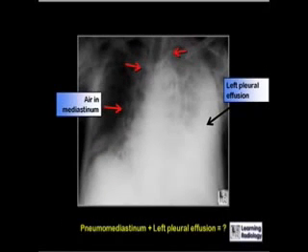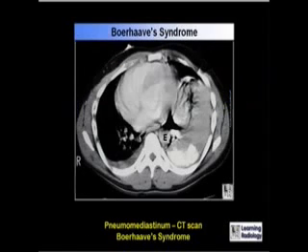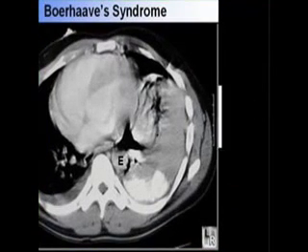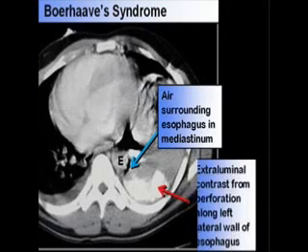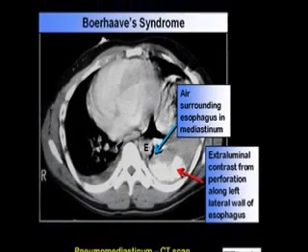Whenever you have the combination of a pneumomediastinum and a left pleural effusion, especially in someone with a history of retching or vomiting, the diagnosis should be Boerhaave syndrome, or rupture of the esophagus. In this CT scan of another patient, we can see air surrounding the esophagus with the E on it in the mediastinum, and we can also see contrast which is extraluminal due to the perforation that usually occurs along the posterior aspect of the left lateral wall of the esophagus.